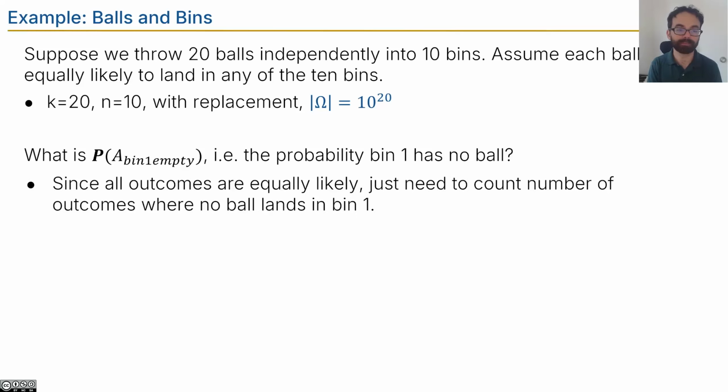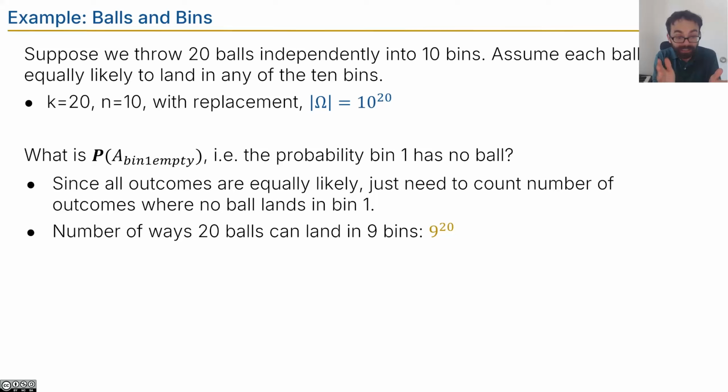Maybe think about it. Well, since all of the outcomes are equally likely, it's a uniform probability space, we just need to count the number of outcomes where no ball lands in bin 1. Okay? So how do we do that? Well, this is similar to other problems we did before. We're going to assume that all the balls landed in the other bins, 2 through 10, and we say, well, how many such outcomes are there? Okay, well, how many different ways are there for 20 balls to land in 9 bins? 9 to the 20th possibilities, right?